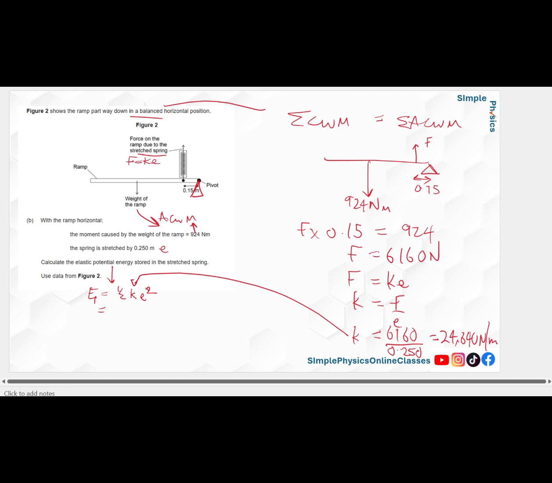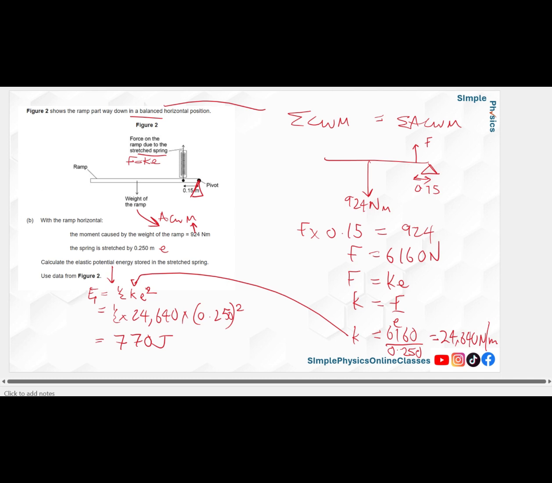This was a 6 marker, I think. So it's a half times 24,640 times 0.250 squared. So put that times 0.5 times 0.250 squared equals, gives you an answer of 770 joules. So expect some paper one calculations in the mix now, because the assumption is you've done a paper one.